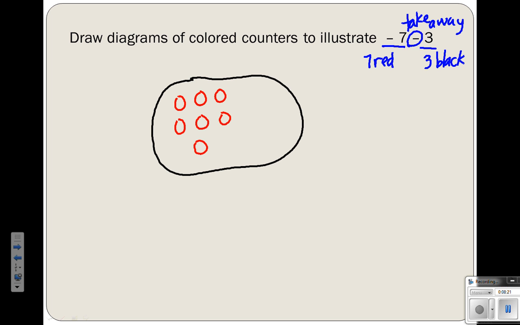Checkers work really good for this in the classroom. So I have 7 red. I need to take away 3 black, but notice, do I have any black in there to take away? I don't. So I need to add in these 3 black that I can take away.